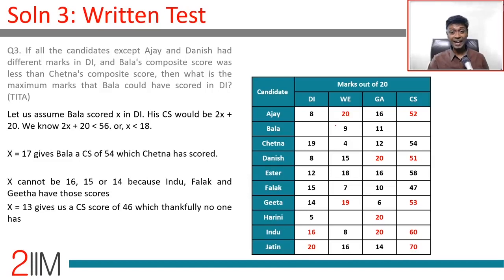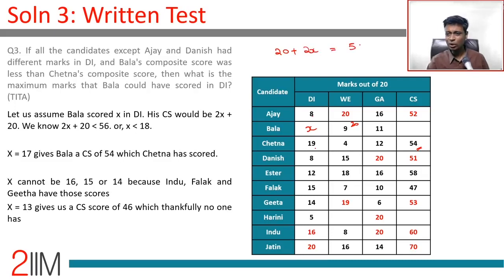If all the candidates except Ajay and Danish had different marks in DI, and Bala's composite score was less than Chetna's composite score, then what is the maximum marks Bala could have scored in DI? Everyone should have scored a different thing. Bala's composite score less than Chetna's. Think about this. Chetna's composite score is 54. 9 plus 11 is 20. So we call this X. 20 plus 2X is the composite score.